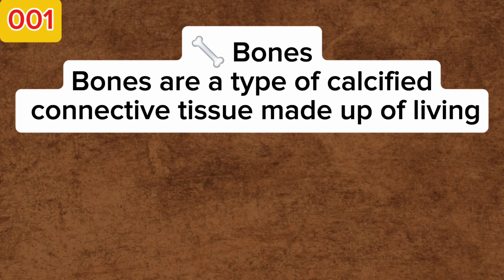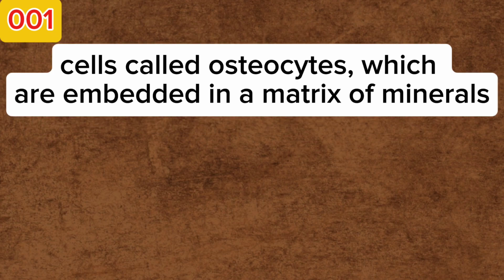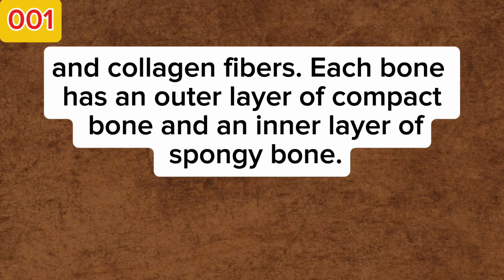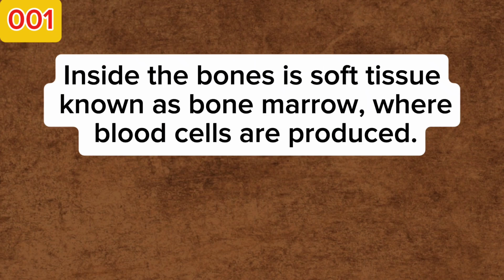Bones. Bones are a type of calcified connective tissue made up of living cells called osteocytes, which are embedded in a matrix of minerals and collagen fibers. Each bone has an outer layer of compact bone and an inner layer of spongy bone. Inside the bones is soft tissue, known as bone marrow, where blood cells are produced.